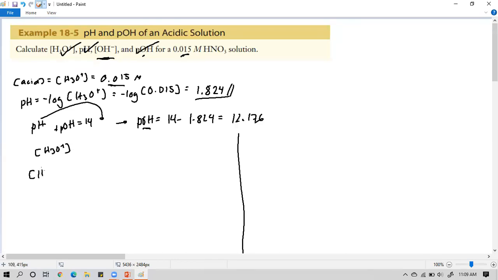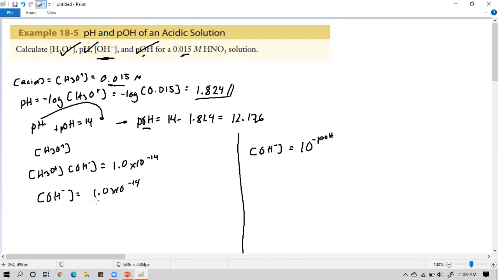Okay? Di ba meron tayong formula na hydronium ion times hydroxide ion is equals to 1.0 times 10 raised to negative 14. And then meron din naman tayo, in order to calculate the hydroxide ion, is just 10 raised to negative pOH. So ito yung dalawang formula na pwede natin gamitin.